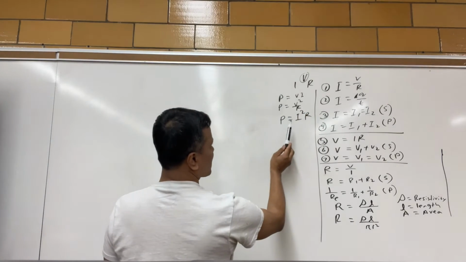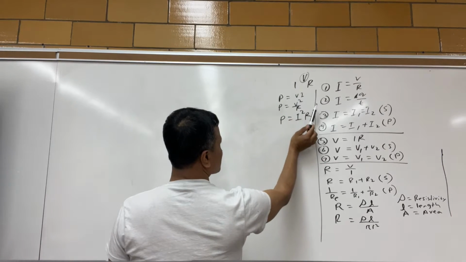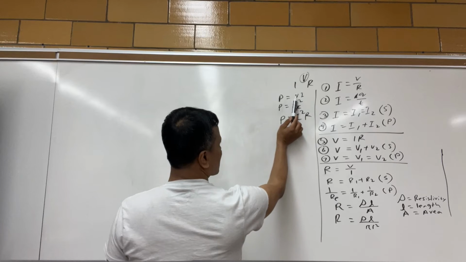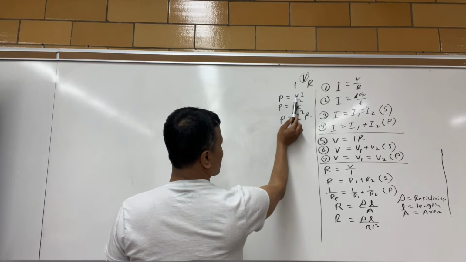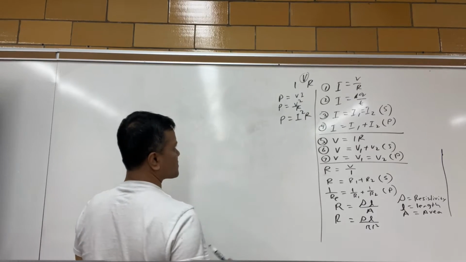Why it is I square R is because V over R, so V square over R, and then you have current, so this is also V over R. So I square, V is IR, so I square R. So that's correct.